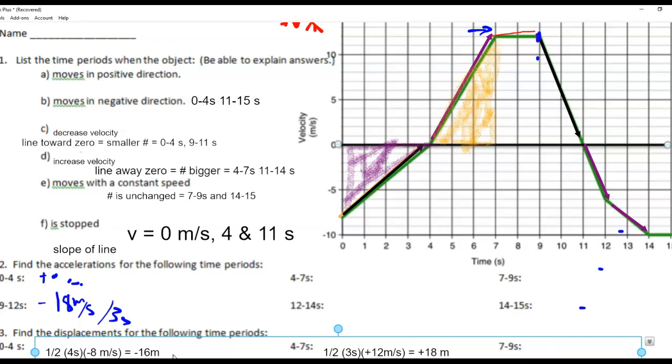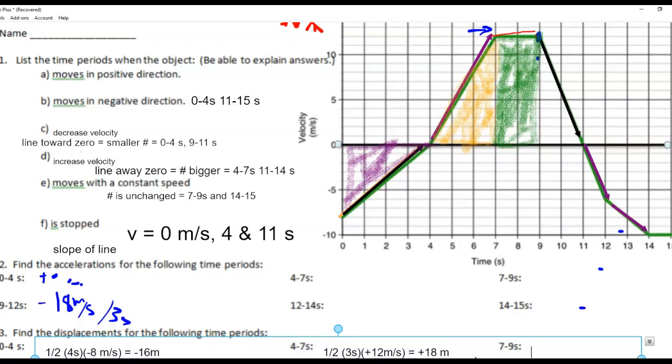positive velocity. For the last section here that we're going to see, this 7 to 9, we can color that in. So I'll make a green rectangle here, and we're trying to find the area of that rectangle. So all that shaded in space. So if we do that, it's just going to be base times height.